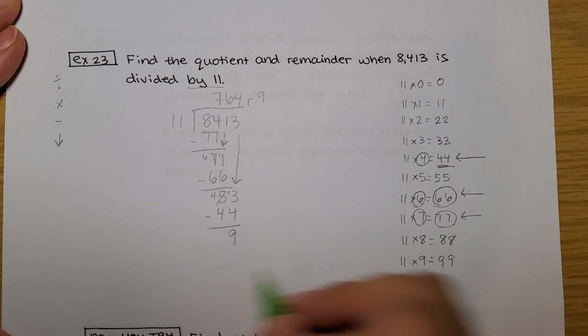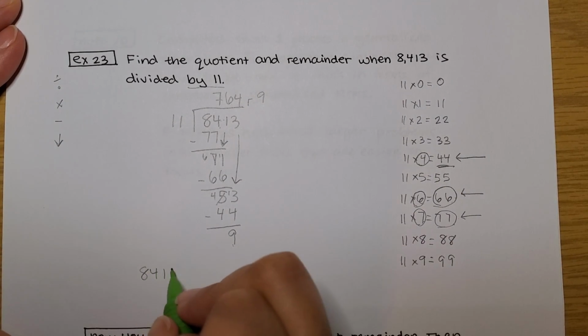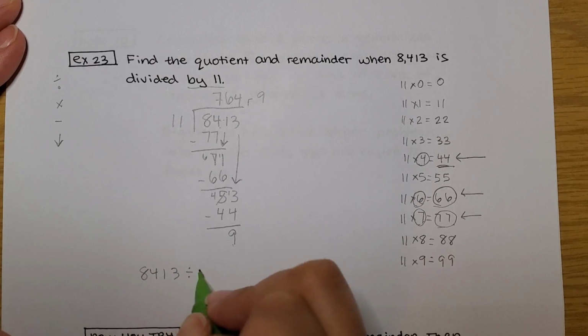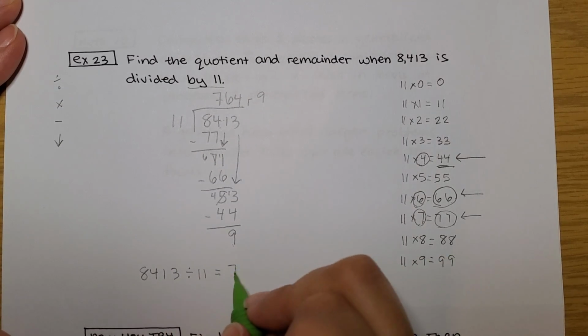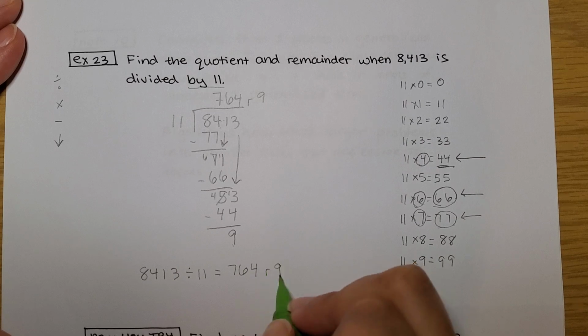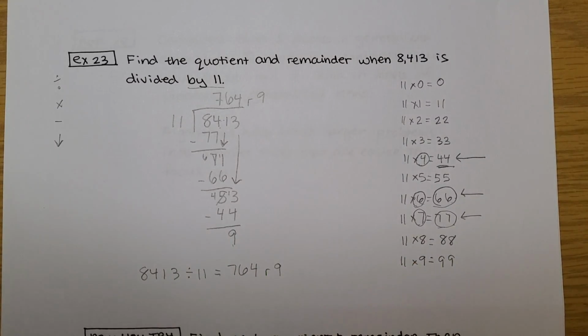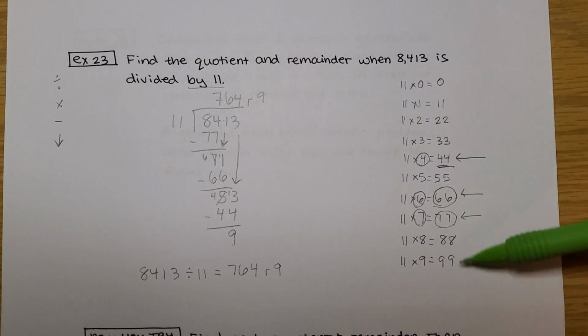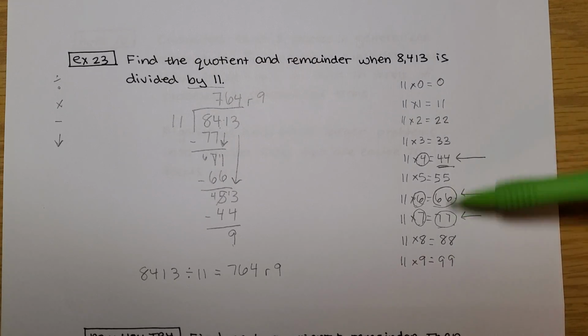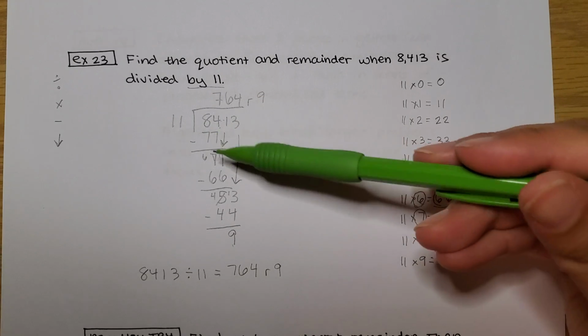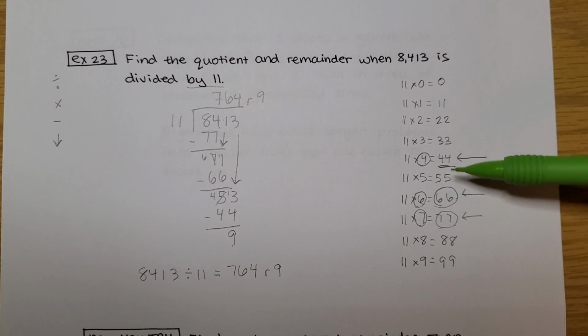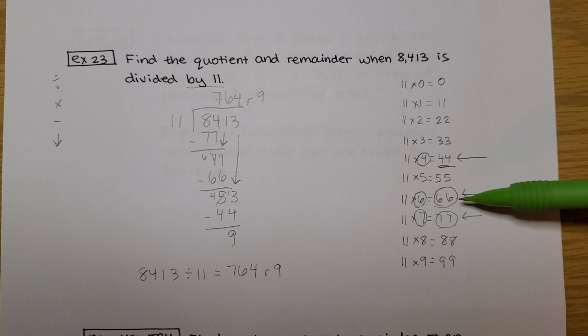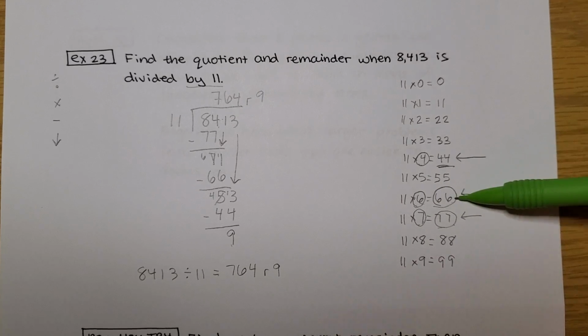So I can write my final answer, 8,413 divided by 11 is 764 with a remainder of 9. And like I said, students often tell me that having this multiplication table helps them. So it's part of the setup to a division question, creating your multiplication table. And then you look in the right-hand side for the closest thing that doesn't go over. And it tells you the answer to both the dividing question and the multiplying question.